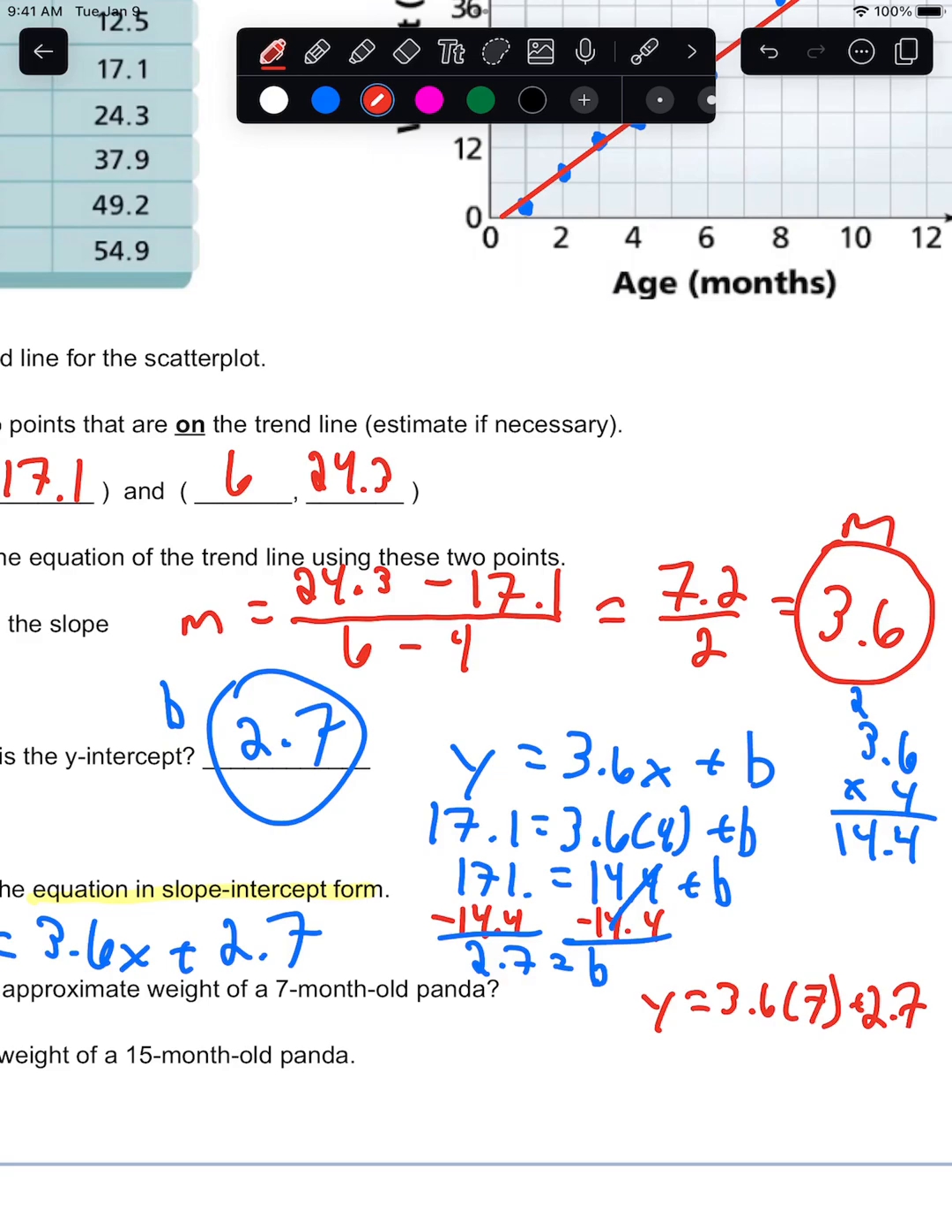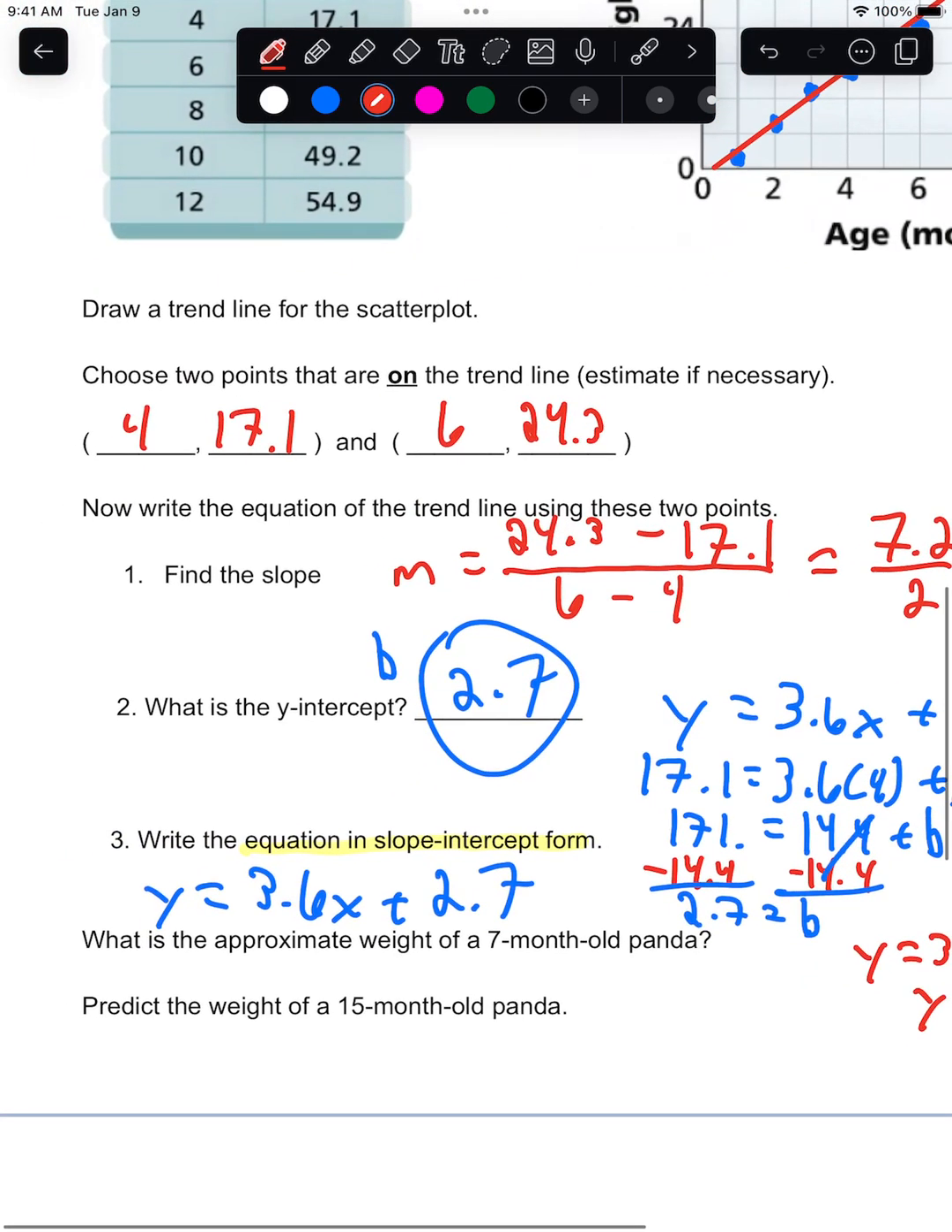If you want to do that in the calculator, you can just type this right here in the decimals. You don't need the y equals, just type that in because there's no variable. It'll calculate it, and it should come out to 27.9. So a 7-month-old panda should weigh approximately 27.9 pounds.